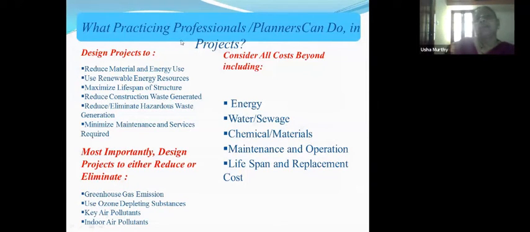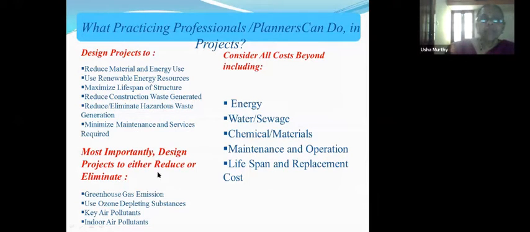So for this, what can practicing professionals or planners do in this project? Basically, they have to design the project to reduce the usage of material and energy. This is one of the most important things. As far as possible, they should go for the use of renewable energy resources and maximize the lifespan of the structures, and reduce construction waste generated. That is, whatever the construction, they should aim at reducing the generation of waste itself, then reduce or eliminate hazardous waste generation. This is also very, very important. And minimize the maintenance and service required. The designers and planners should aim at all these things.